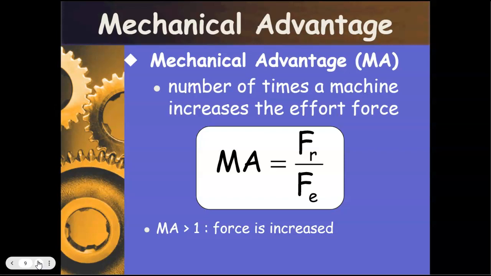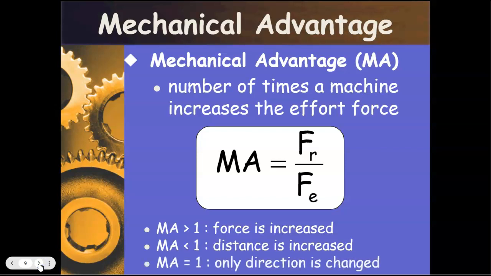Now, if you do these calculations, you're going to come up with a number, obviously, because it's a numerical calculation, but I'm going to tell you what these numbers will mean. So if your mechanical advantage is greater than 1, that means the force is increased. If it's less than 1, that means the distance is increased, because remember there's a trade-off between force and distance. And if it's equal to 1, that means only the direction is changed.